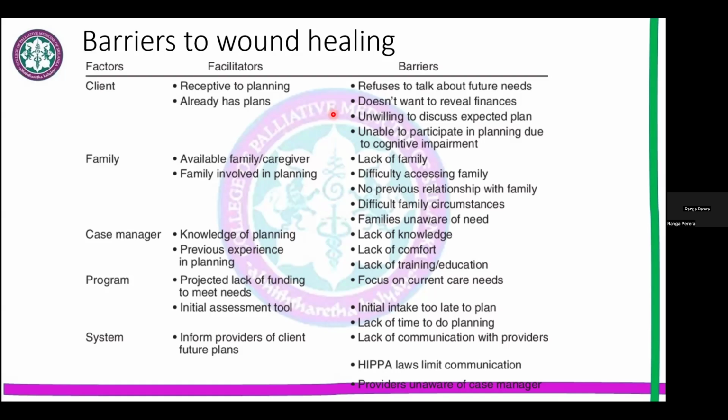And the system. Now, that is our healthcare system. Inform the patient and caregiver of future plans and what we are going to do about it. So all these things have to be discussed. Now these are the barriers. Remember, all these things are very important: client, family, case manager, the program and the system.